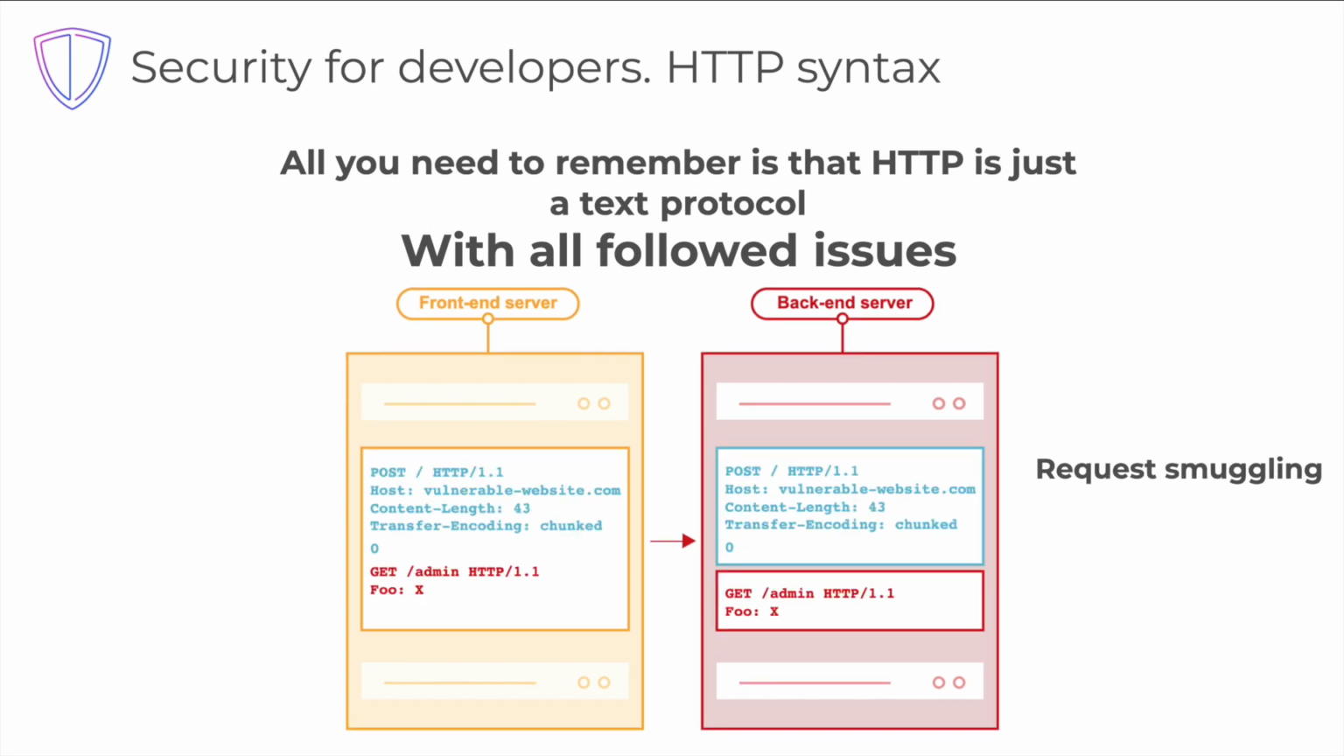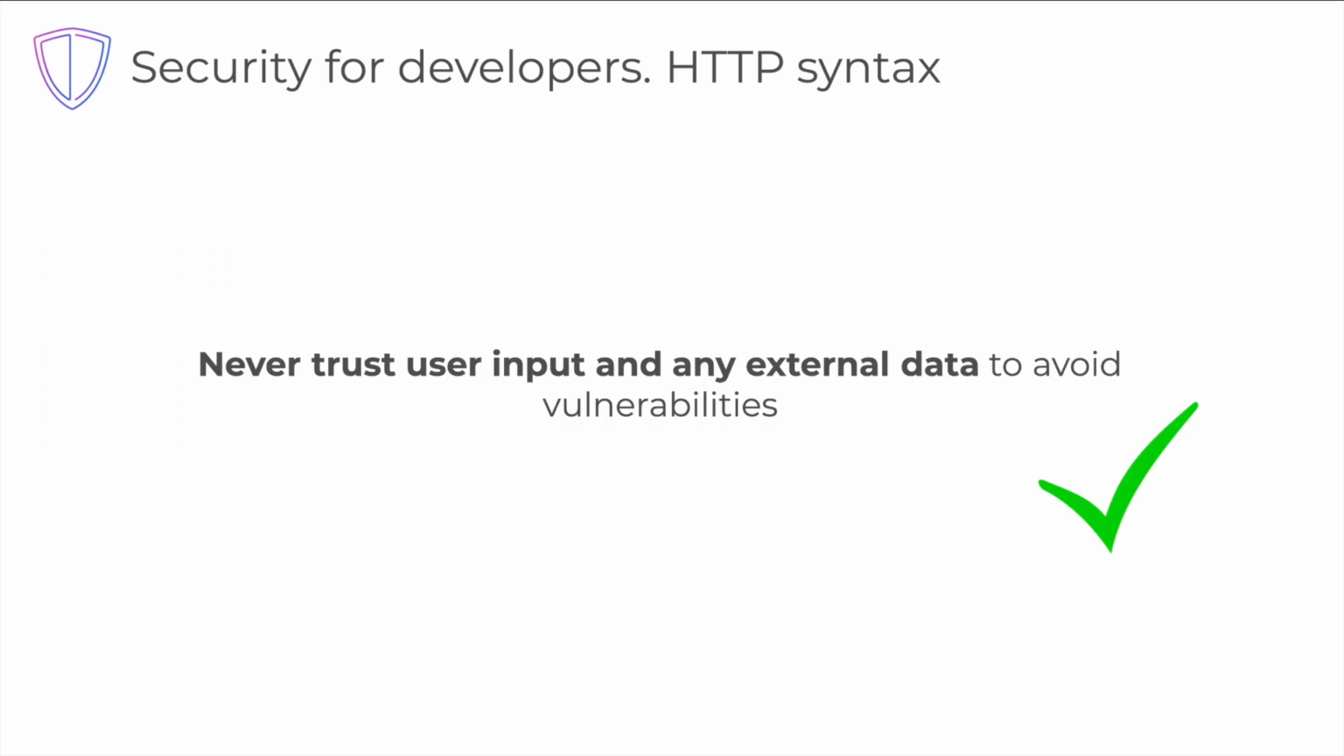This problem is made possible when headers are processed incorrectly. In this case, a hacker can bypass security controls, gain unauthorized access to sensitive data, and directly compromise other users' data. So, if you don't want to be hacked, never trust user input. And, in general, don't trust any data external to your application.